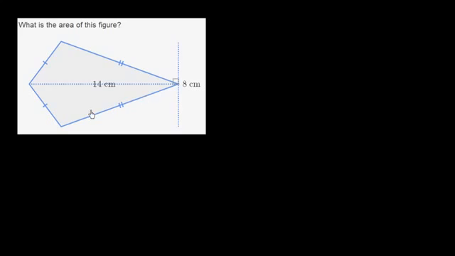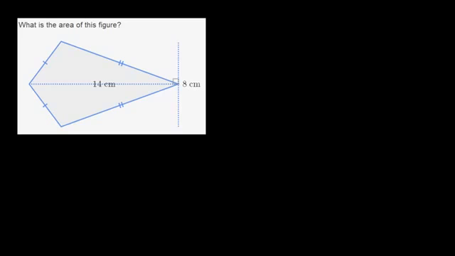And to think about how we might find the area of it, given that we've been given essentially the width of this kite, and we've also been given the height of this kite, or if you view this as a sideways kite, you could view this as the height and the 8 centimeters as the width. Given that we've got those dimensions, how can we actually figure out its area?